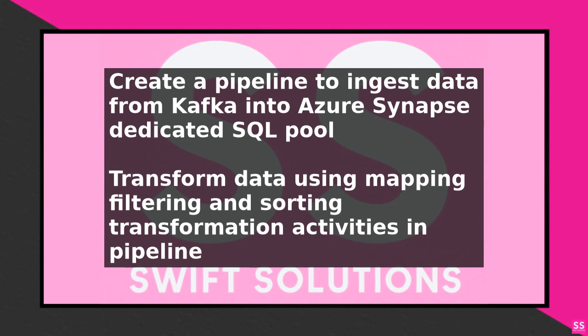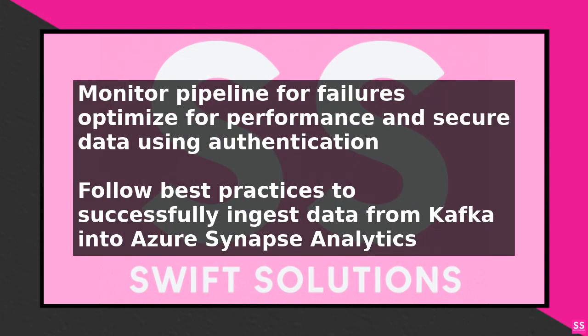The pipeline will read data from the Kafka topic and write it to the dedicated SQL pool. You can also transform the data using various transformation activities such as mapping, filtering, and sorting. Best practices for ingesting data from Kafka into Azure Synapse include monitoring the pipeline for any failures or errors, optimizing the pipeline for performance, and securing the data using authentication and authorization.